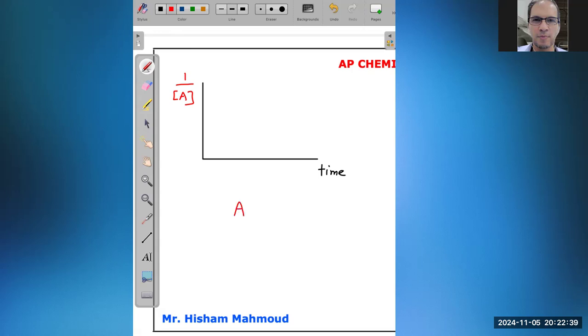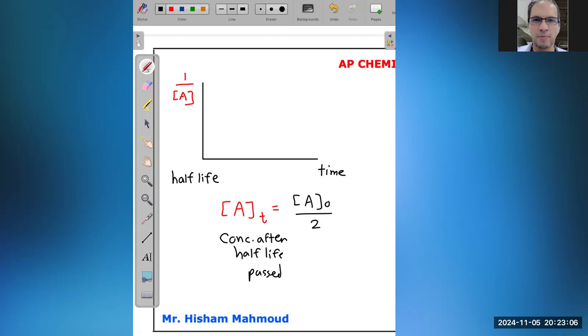So the concentration of A at any time is equal to the concentration of A initially divided by 2. This is the half-life. The half-life in the second order. The concentration after the half-life passed is equal to the concentration initially divided by 2. The same definition for the half-life. But what is the equation that I use?